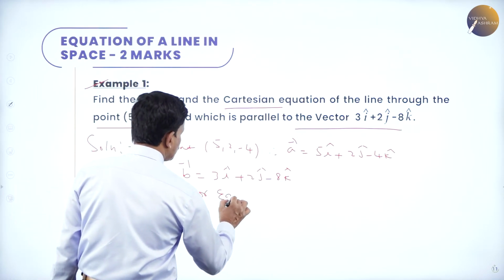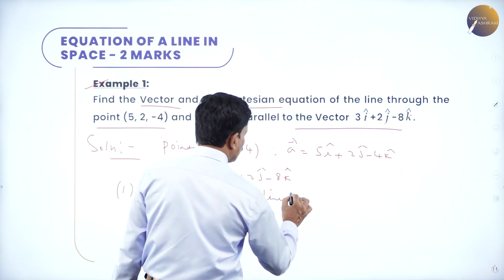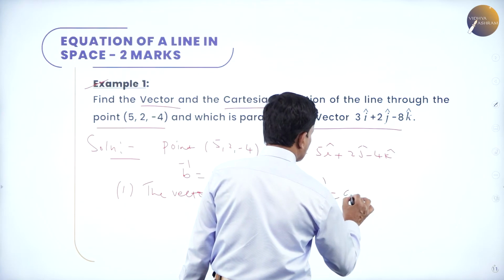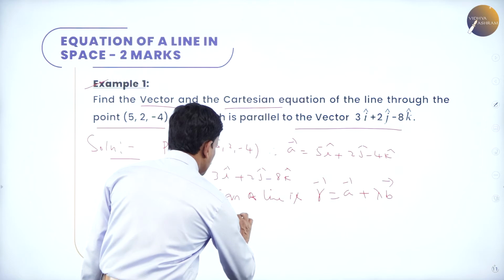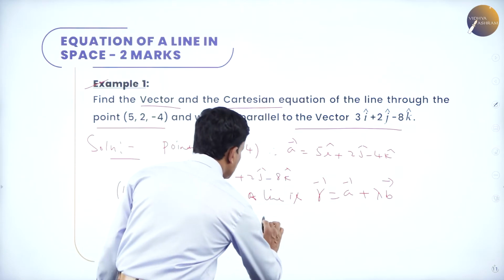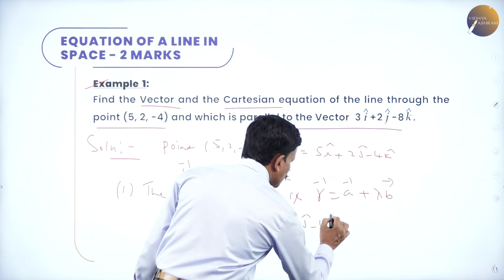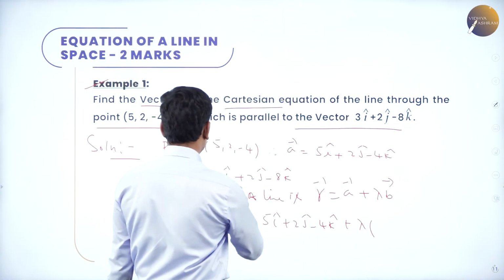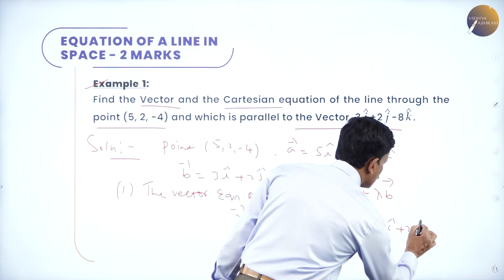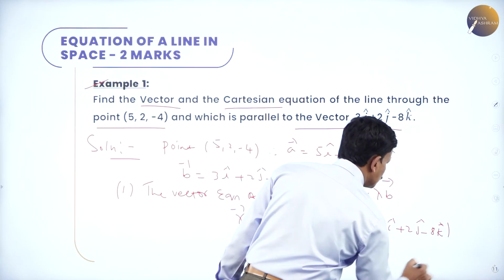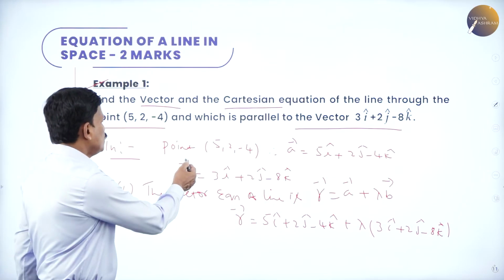The vector equation of line is vector r is equal to a plus lambda into vector b. What is vector r? Vector r is equal to a. a is 5i plus 2j minus 4k plus lambda into vector b, which is 3i plus 2j minus 8k. So simplify this, you will get the answer. That's it.